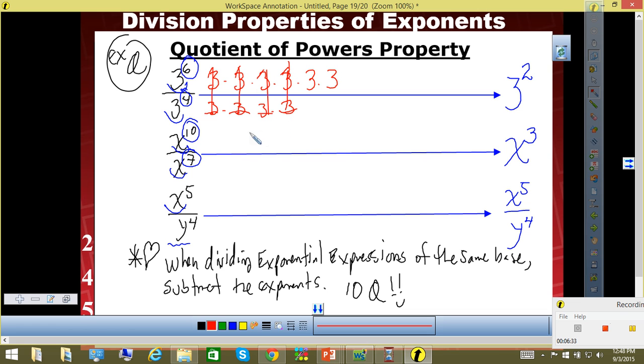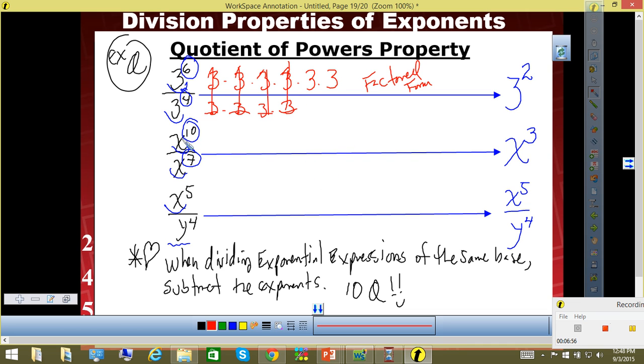So in the past, the teachers usually said they cancel. Do they really cancel? No. It becomes a 1. Therefore, 1 times 1 times 1 times 1 is 1. What do we have left? 3 times 3, which is 3 to the 2nd. Copy that, please. And once again, this is called factored form, because when in doubt, factor out. Very good.